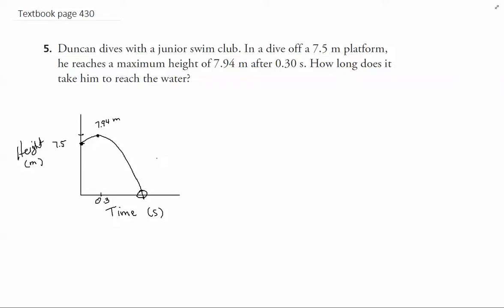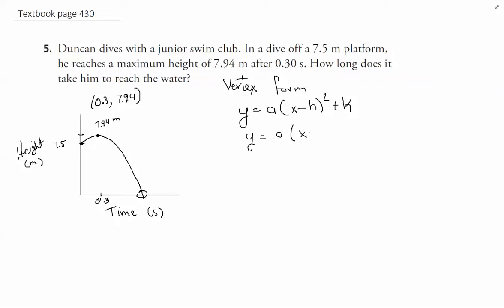So we're going to start by creating an equation. I'm going to write this equation in vertex form because I have the maximum height. So y is equal to a(x minus h) squared plus k. My vertex is 0.3 seconds and 7.94 meters. So y is equal to a times (x minus 0.3) squared plus 7.94. I need to use a second point to calculate a.